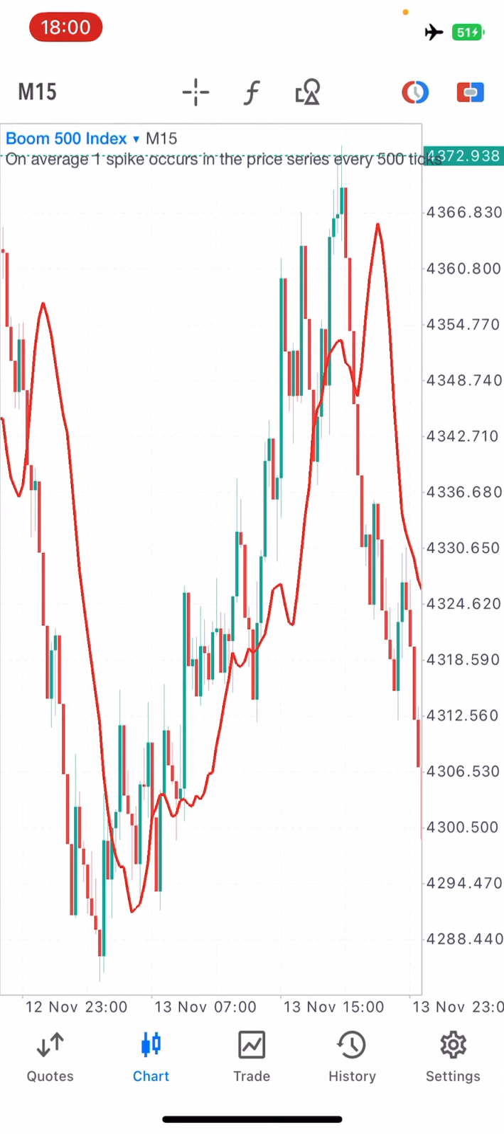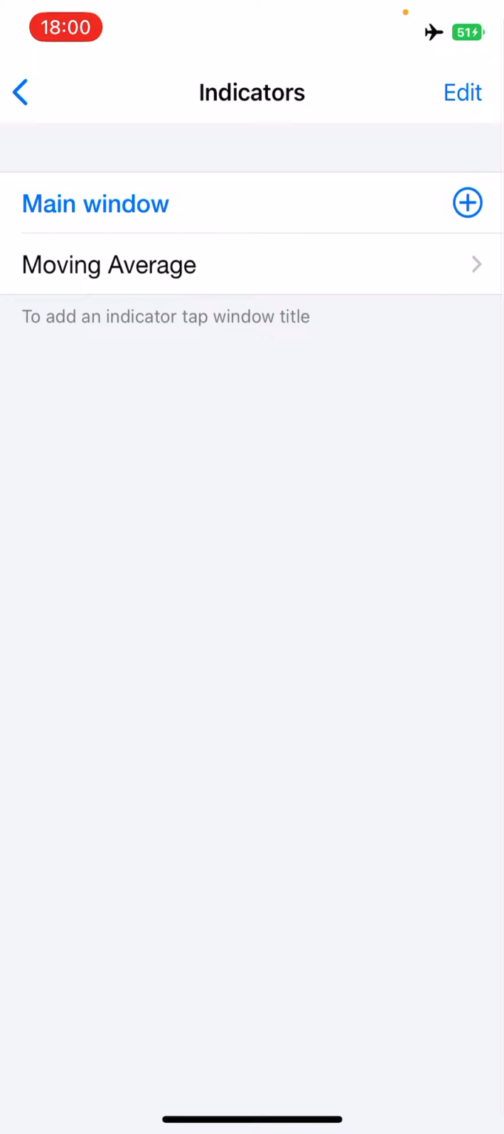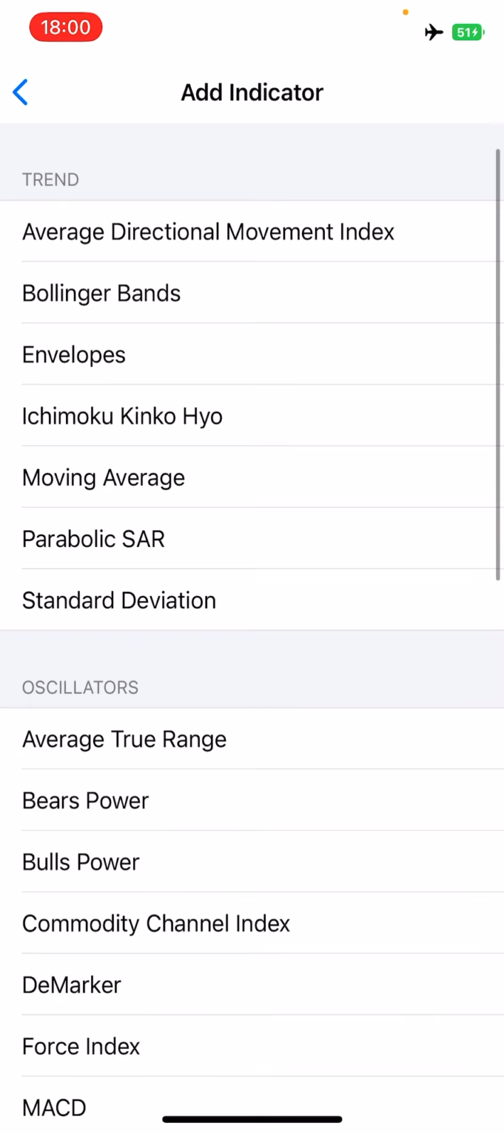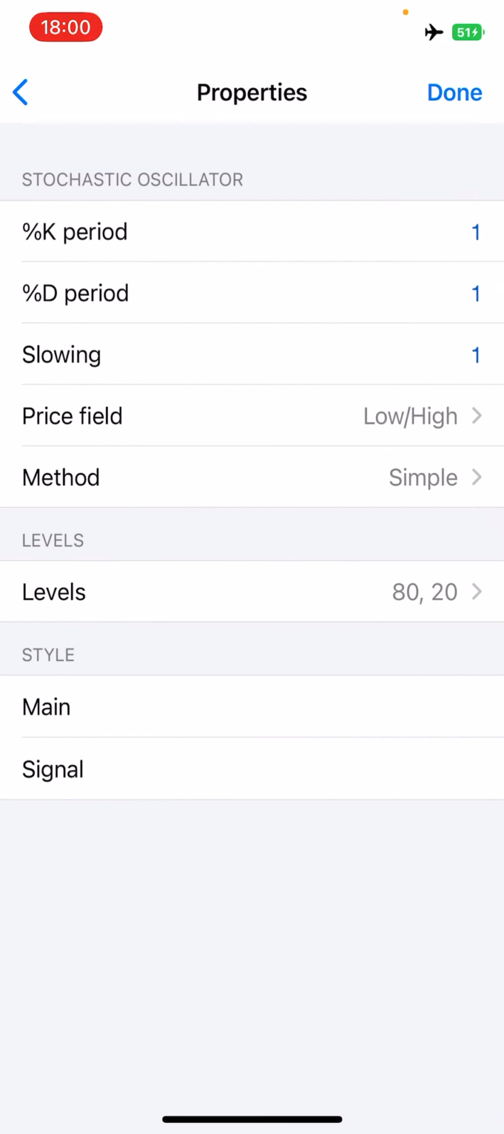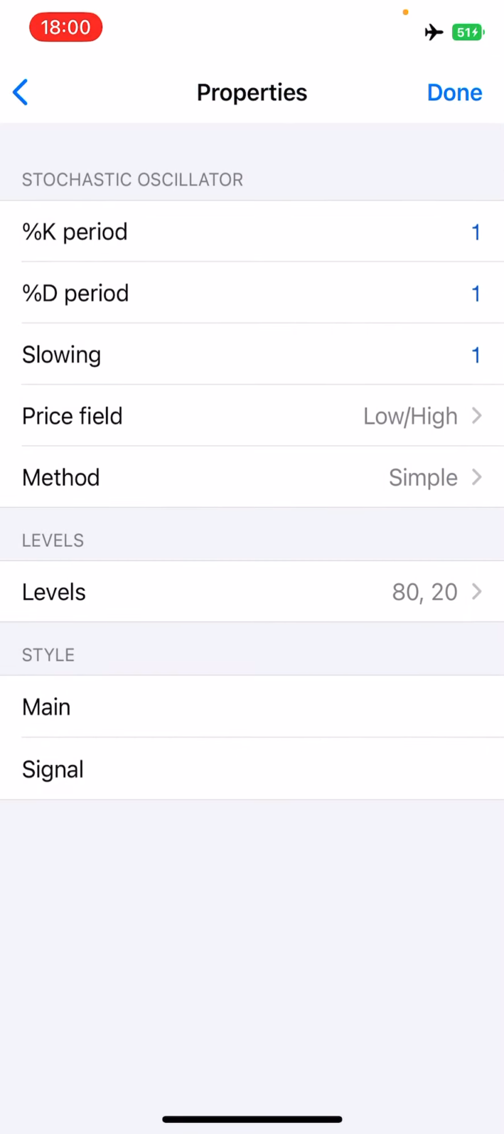Okay, let's get back to this strategy. We've installed our moving average. Now we want to install our indicator window 1, and so we're going to go to main window, and we're going to look for the stochastic oscillator, which is right here, and it is going to have the following properties that you see on the screen. Basically, a percentage K period of 1, a percentage D period of 1, a slowing of 1, price field is low over high, and then the levels, these are very important. We're going to need level 80 and level 20.